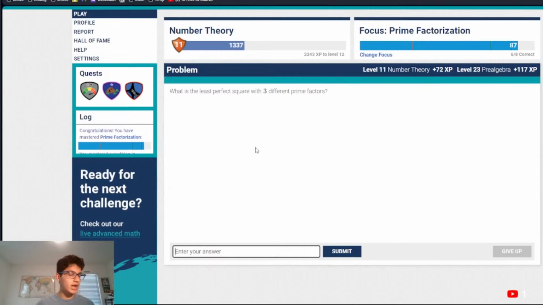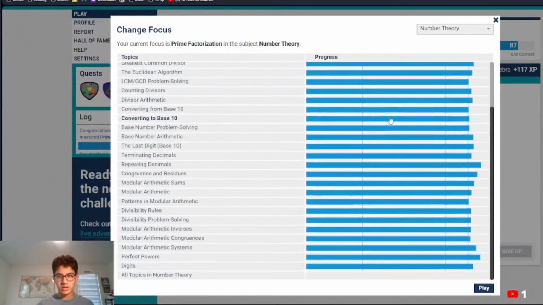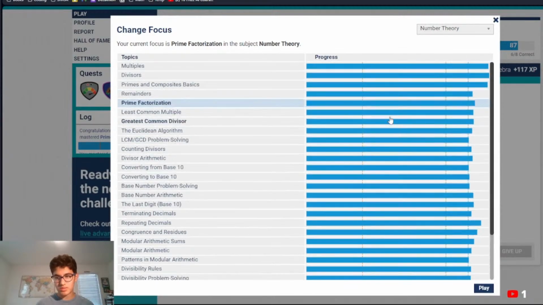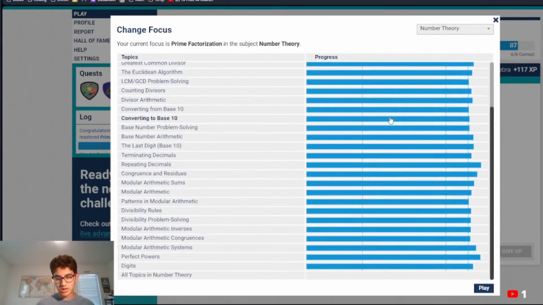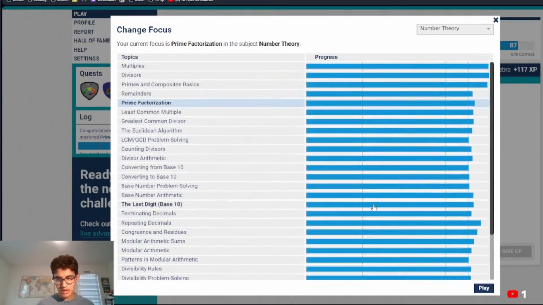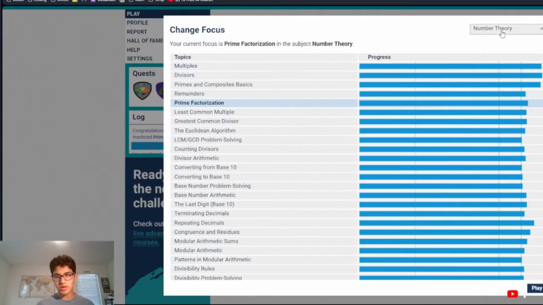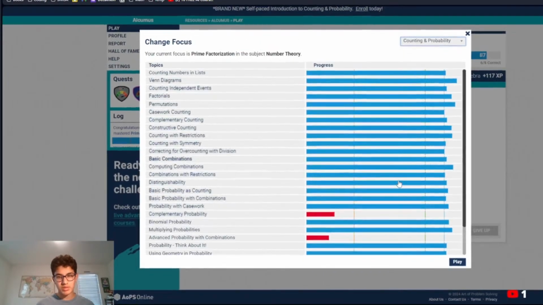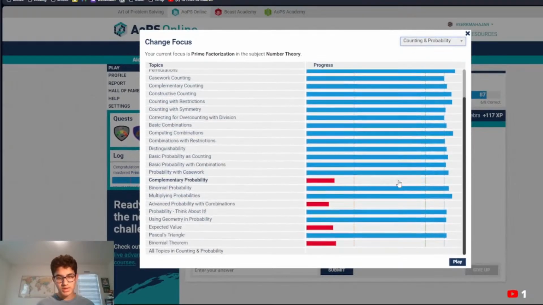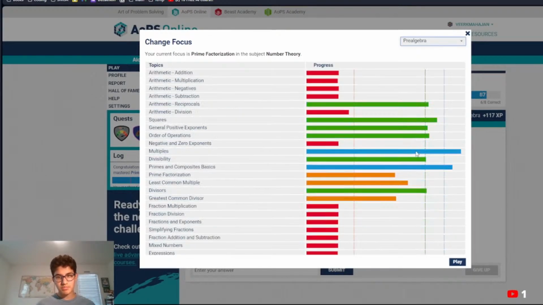Okay, now we have finished number theory completely, I think. I do like though that Alcumus will put random things in sometimes to make sure that you still remember everything. That's obviously very useful. But anyway, now we're done with number theory. If we look at counting and probability, it's basically done. Like just four things left, which is a lot, but we'll be able to do those soon enough.